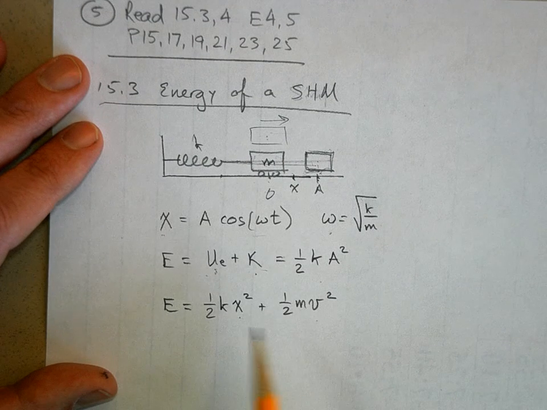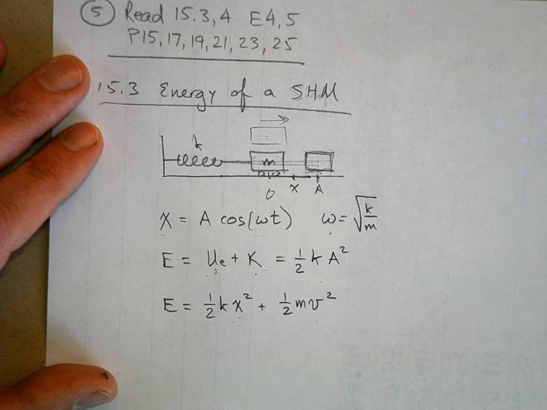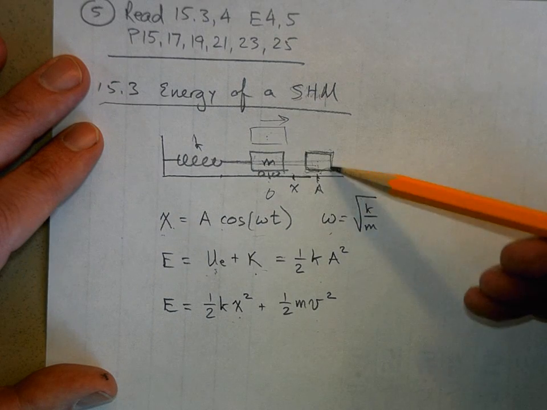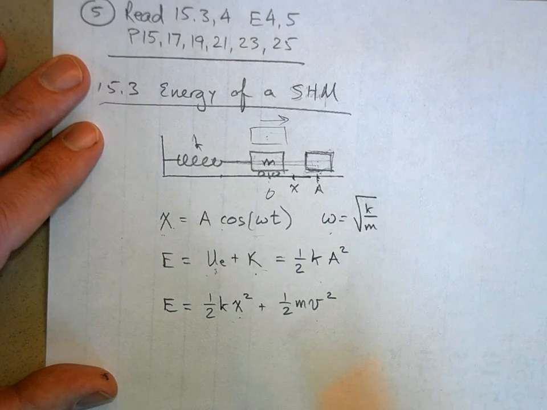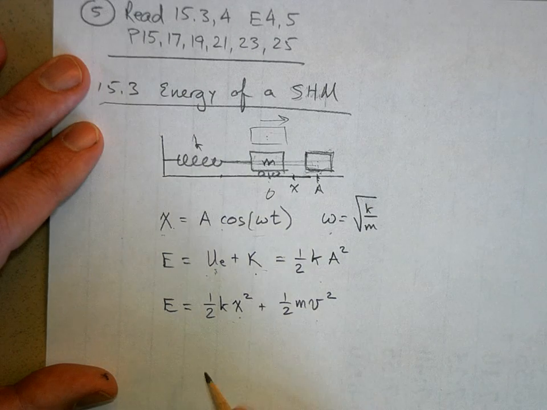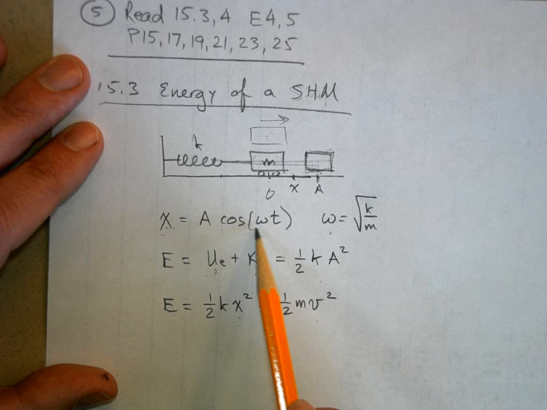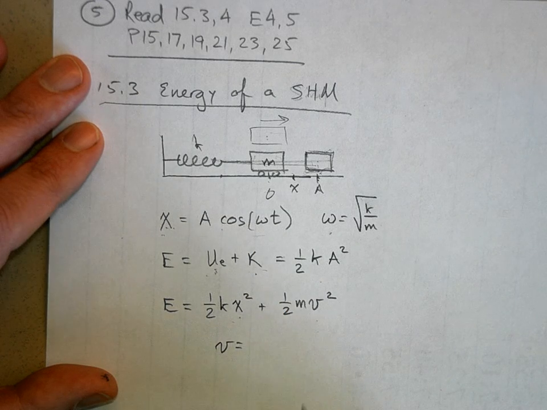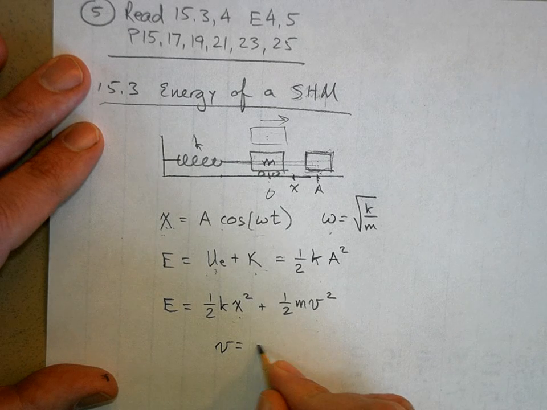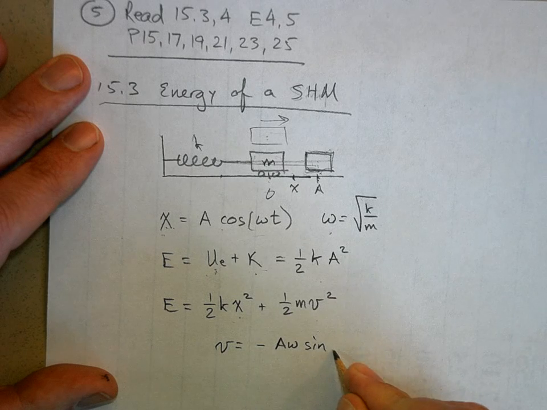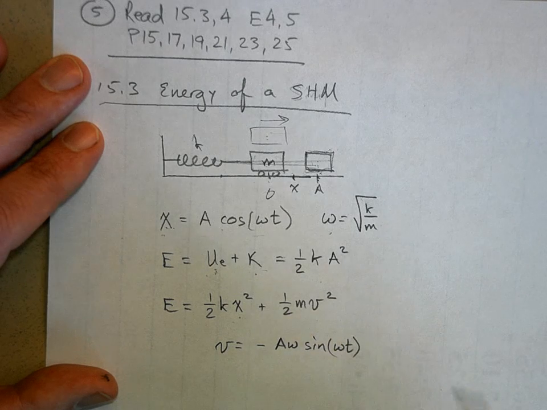But we have equations for these guys. We just said that x is equal to this. We'll start it here and release it. So we'll say that x is equal to A cosine omega t. Well, what is v? If x is equal to this, v is equal to the derivative of this, which is negative A omega sine omega t. You agree with that?